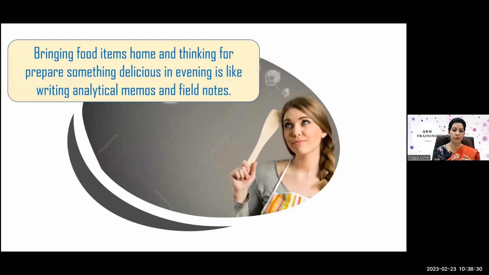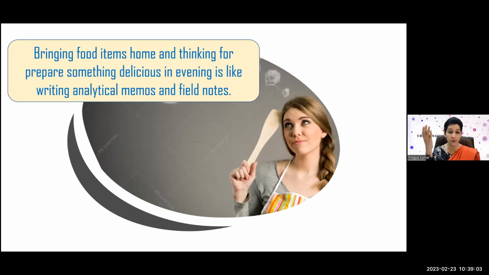So you bring food items home and you think of preparing something delicious in the evening. That is like writing what you are thinking. In this case, you are going inductively, because you have not pre-decided something. If you have pre-decided something, it is deductive. But if it is not decided previously, and once you have bought the items you are planning to make something, initially you must have thought of making something sweet. That's why you went to the market.